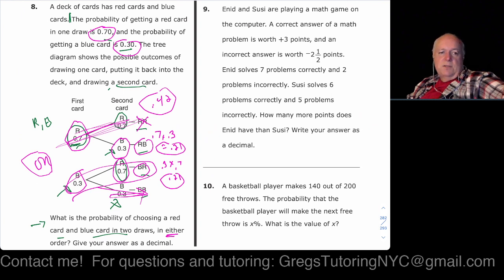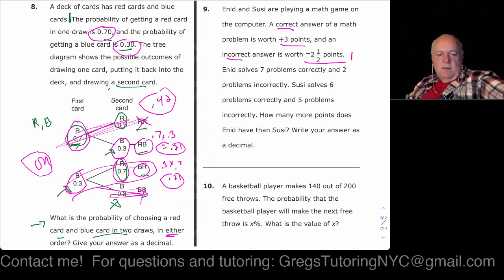And of course, it says give the answer as a decimal. There's no other really alternative for that. Okay, question number 9. Enid and Susie are playing a math game on a computer. A correct answer of a math problem is worth 3 points. So correct gets 3, and an incorrect is worth minus 2.5. All right, so that's basically our equation.